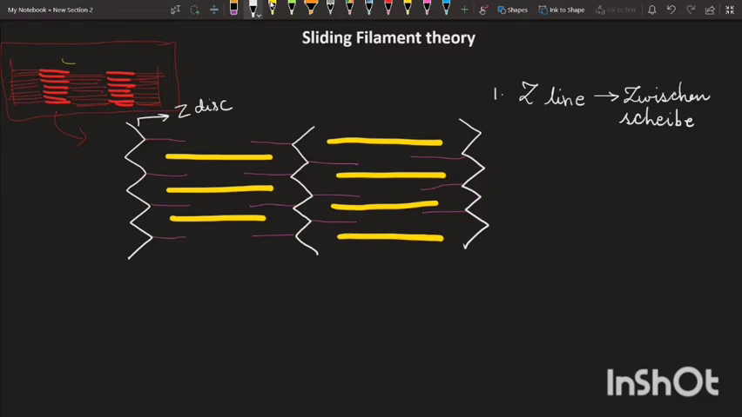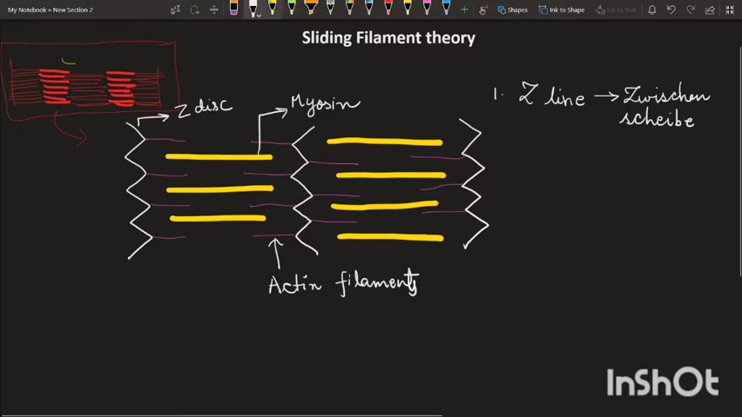Now here these pink ones which you can see are the thin filaments, which are known as actin filaments. Here these yellow ones are the thick filaments, which are myosin filaments. Now with these filaments, we have to study how muscle contraction takes place, and what happens to the different types of bands or areas when muscle contraction takes place.